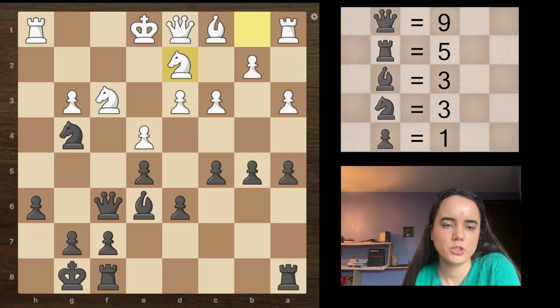So captures, then attacks. So what can we attack? We can attack the queen.